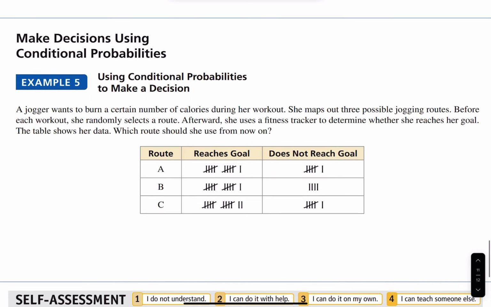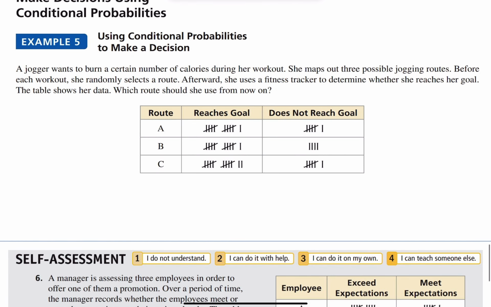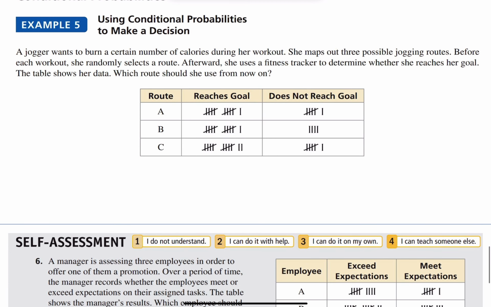All right, our last example, example 5, using conditional probabilities to make a decision. A jogger wants to burn a certain number of calories during her workout. She maps out 3 possible jogging routes. Before each workout, she randomly selects a route. Afterward, she uses a fitness tracker to determine whether she reaches her goal. The table shows her data. Which route should she use from now on?